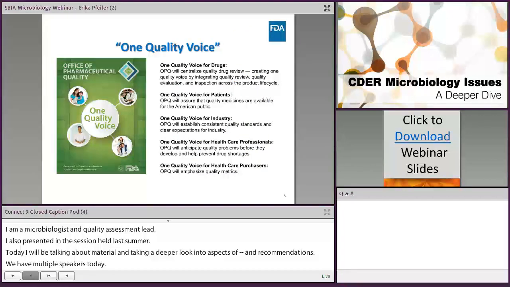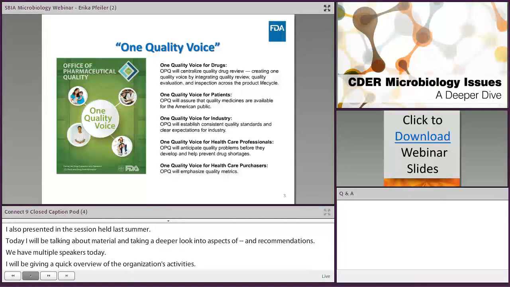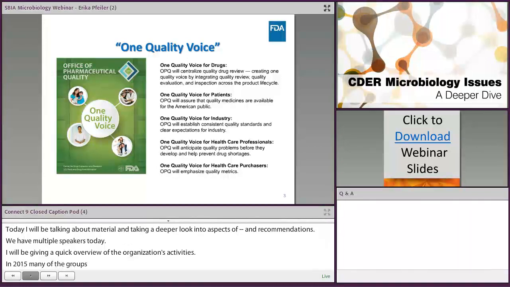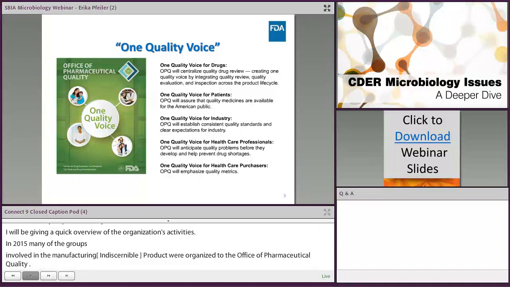In 2015, many of the groups involved in assessing the quality aspects of a drug product, such as chemistry, manufacturing, and microbiology, were organized into one FDA office, and that's the Office of Pharmaceutical Quality. The purpose of this organizational scheme was to serve as a single voice from CDER that assesses and communicates quality standards for drug products throughout their life cycle.